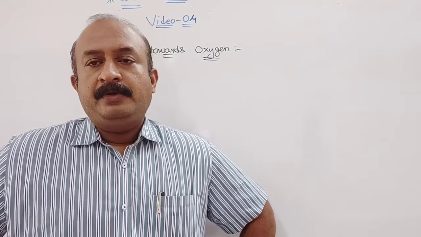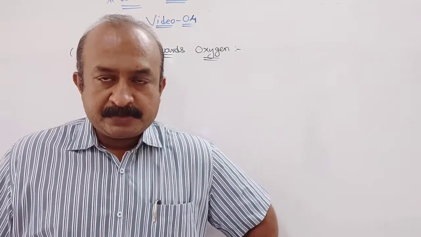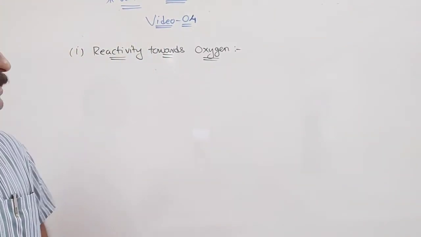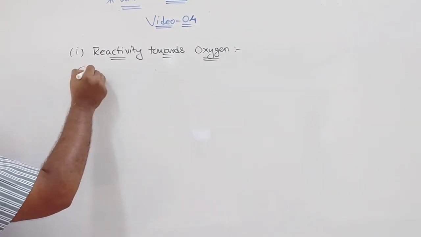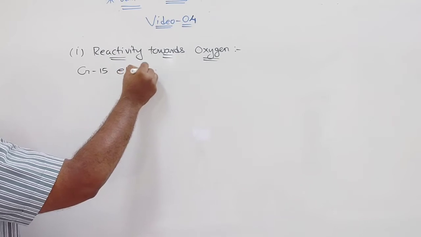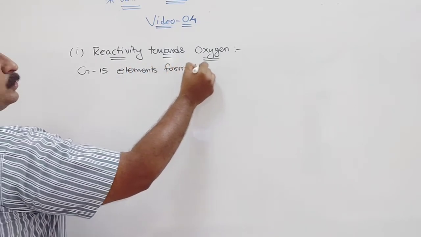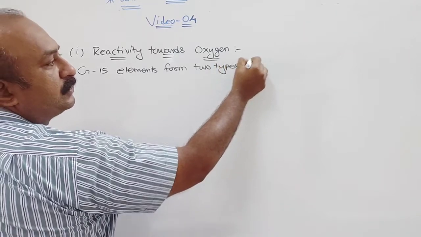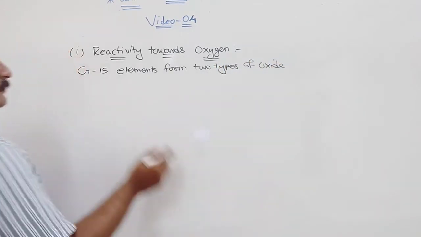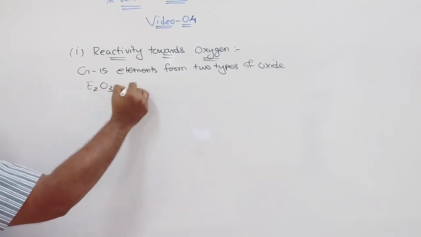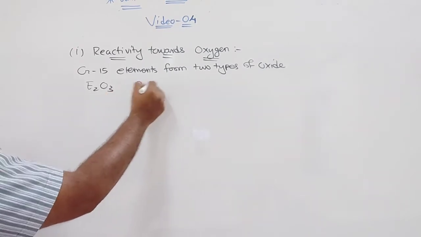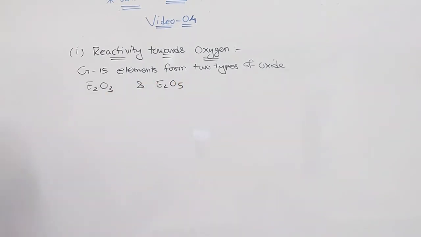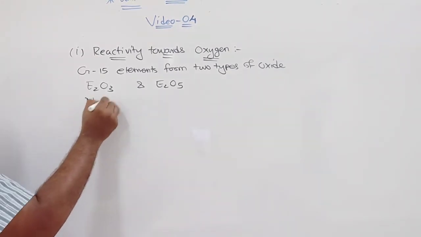Today in video 4 we are going to discuss another chemical property, that is reactivity towards oxygen. When we talk about the group 15 elements, they form two types of oxide: E2O3 and E2O5. Understood? You can see in your textbook it is given E2O3 and E2O5.